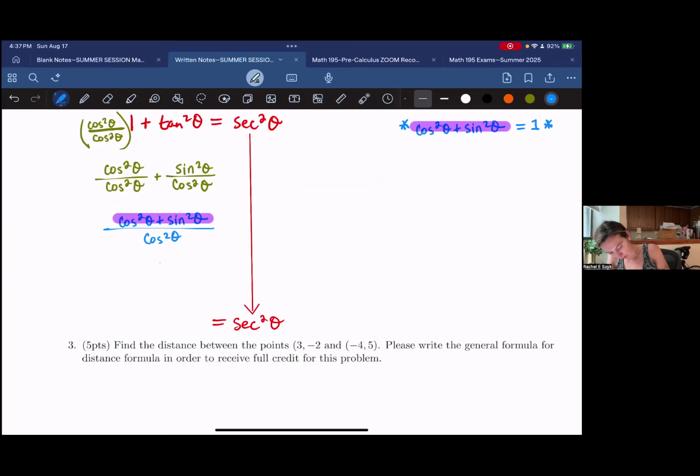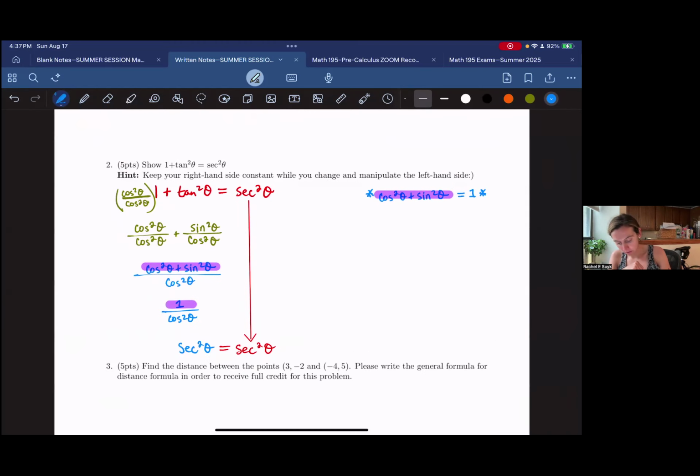We end up with 1 over cosine squared theta. Isn't that our definition of secant squared theta? And didn't we just now prove the problem to be true? Secant squared theta equals secant squared theta. So therefore, 1 plus tan squared theta must equal secant squared theta. And we've completed this proof. We are done.